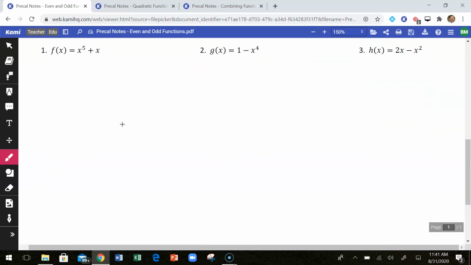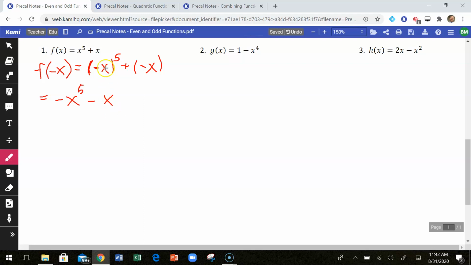So here's my first example. I'm going to do f of negative x. And what that means is I'm going to go through and replace every x with negative x. And I'm going to work this out. So negative x to the fifth. Well, if I take a negative to the fifth power, that would give me a negative. So I would still have negative, and then I would have x to the fifth power. And then plus negative x, I can just call that minus x.